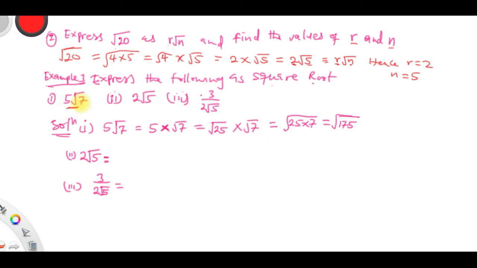5 root 7. 5 root 7 is the same as 5 times the square root of 7. And 5 is the same as the square root of 25, because the square root of 25 gives you 5. So you can put the square root of 25 there, because 5 and the square root of 25 are the same.